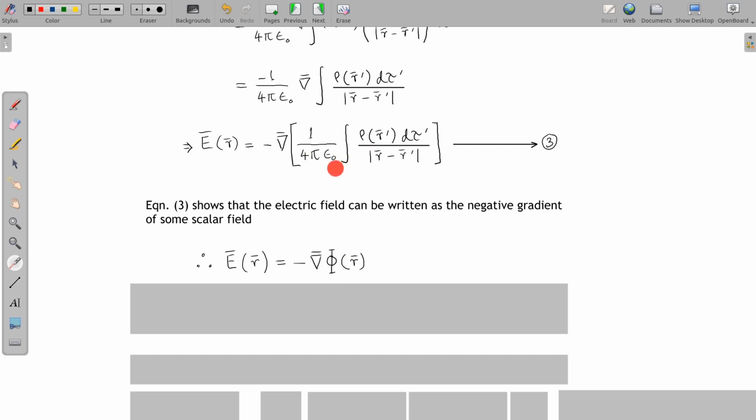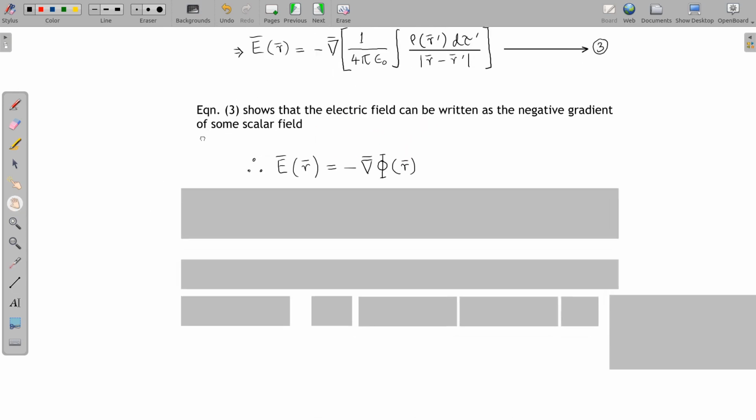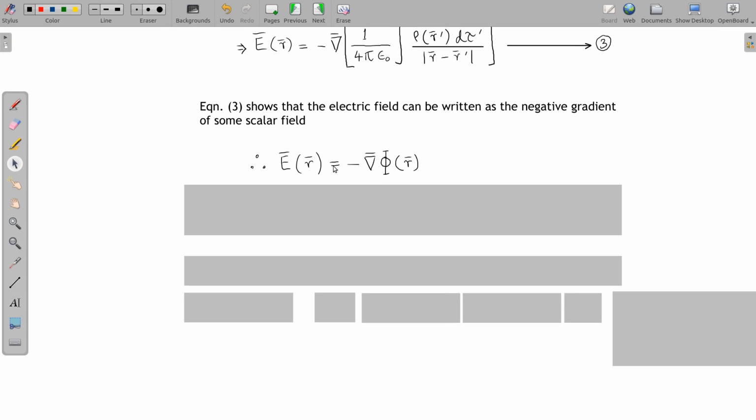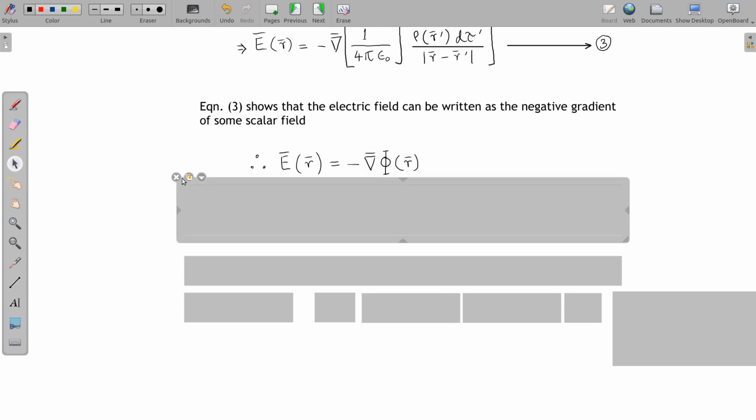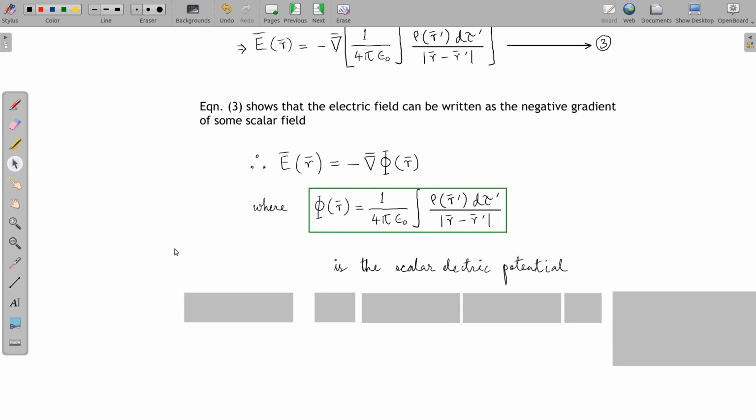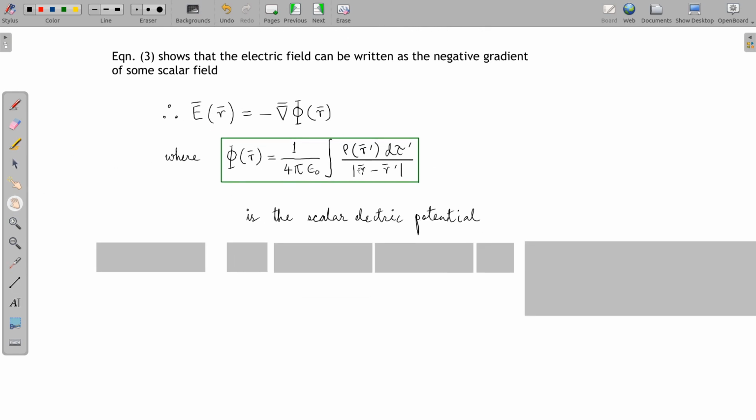The reason is we are integrating with respect to r prime, because you see there is a d tau prime. This is a volume element, the volume in the source. Any variable that you integrate, the result of the integration becomes independent of that variable. So it becomes independent of r prime, and the only variable that remains is r. So this phi depends only on r. The electric field can be written as a negative gradient of some phi, and this phi is what we call the scalar electric potential, the familiar scalar electric potential. This is how you find it.